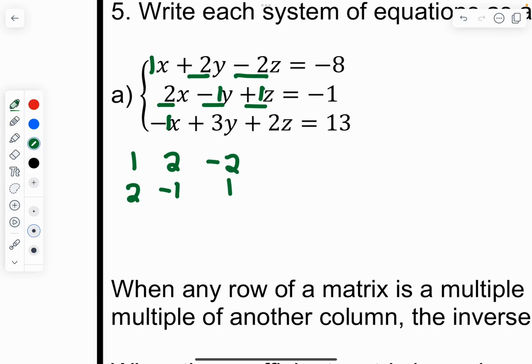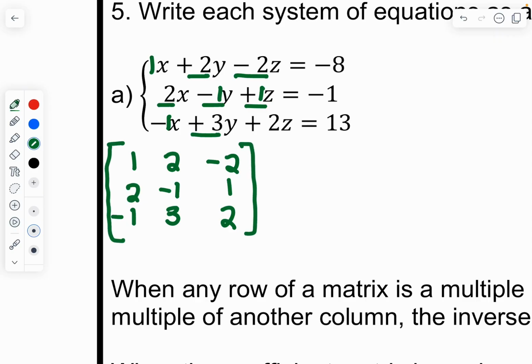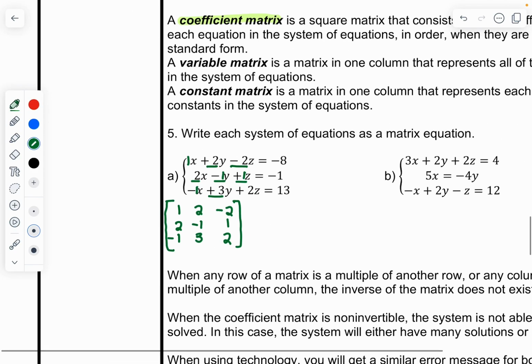Then we have -1, 3, and 2. Notice my X's are with X's, my Y's are with Y's, my Z's are with Z's. That is what they're calling a coefficient matrix. Okay? Now the next part.